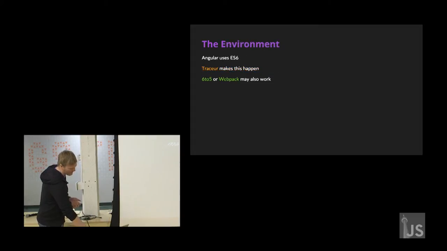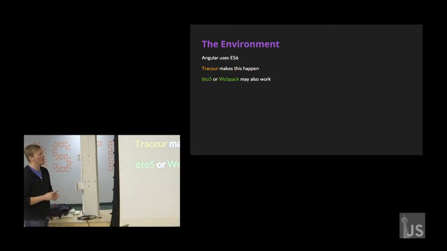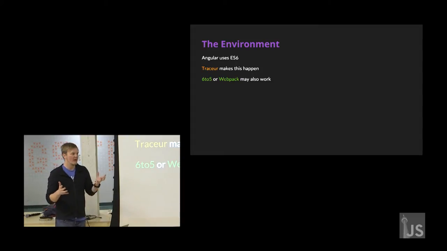All right, so how does 2.0 work? The biggest thing is it uses ES6. It's not like the actual framework itself requires ES6. You're not forced to use ES6 code. But for now, you have ES6 that makes it work.